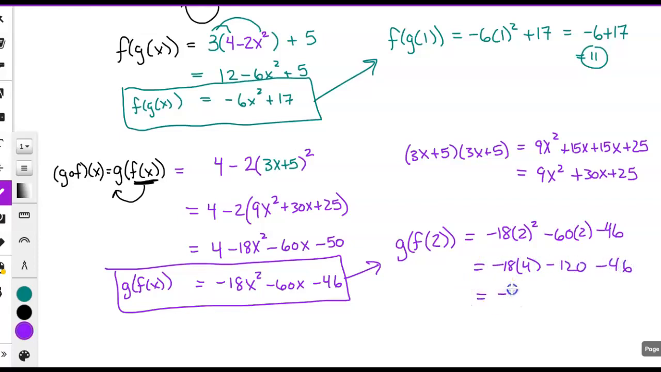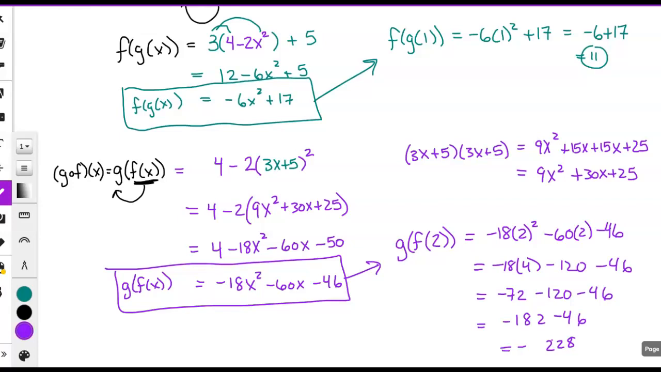So what's this? Negative 72, minus 120 minus 46. So let's see, negative 192 minus 46. So negative 228. Yeah, that seems right.